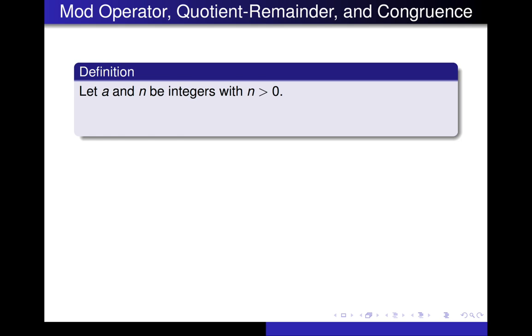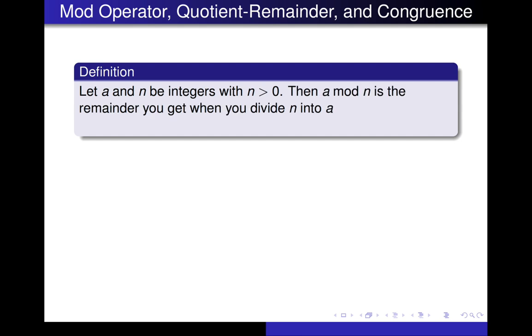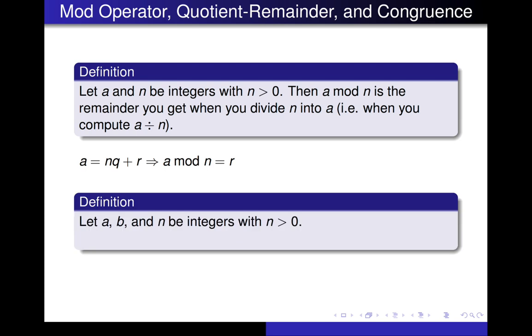Alright, so just as a review, if a and n are integers, I'm using n this time instead of b because that's going to be nice when we start talking about congruence. n is greater than 0, then we say a mod n is the remainder you get when you divide n into a. In other words, when you do the division a divided by n. And so remember, what that means is we have a equals nq plus r, and that tells us then that a mod n is equal to r. r is the remainder.